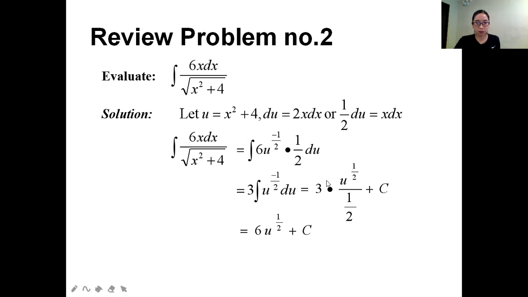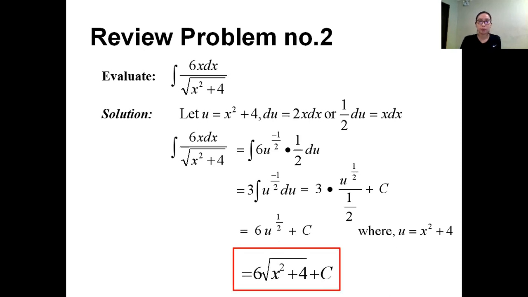So if we further simplify, it is equal to 6u to the power of 1 half plus c, where our value of u is x squared plus 4. So, our final answer is 6 square root of x squared plus 4 plus c. So, we should never forget the plus c, or our arbitrary constant of integration.